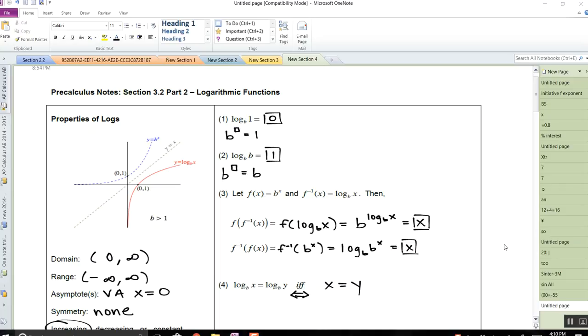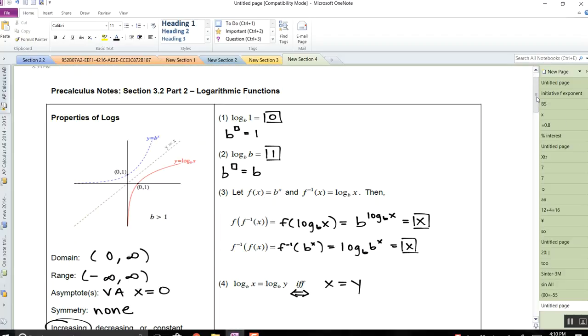Okay, here's a video regarding section 3.2 part 2 on logarithmic functions. It's pretty much a review of what we did earlier in this section. So we focus on the left panel. We do see two graphs, y equals b to the x and y equals log base b of x.